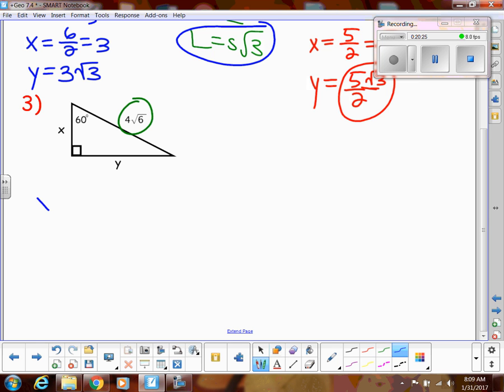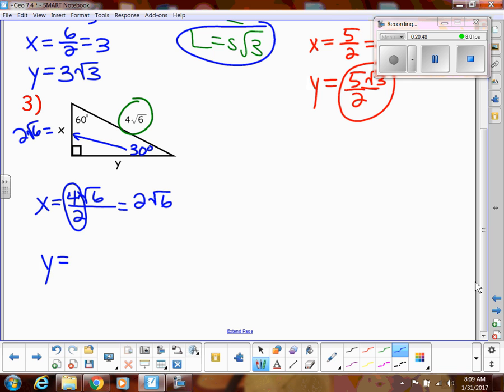And then on our last one, the variables are very consistent, so x is the short side. So we're going to take our hypotenuse and then divide it by 2. Here we can simplify that fraction on the outside, so that'll be 2 root 6. And then y is going to be our short side, which is 2 root 6 times the square root of 3. So that'll be 2 root 18.